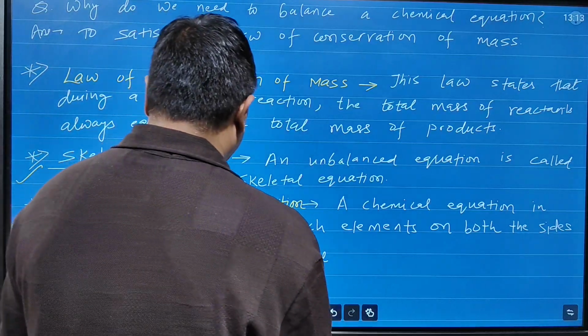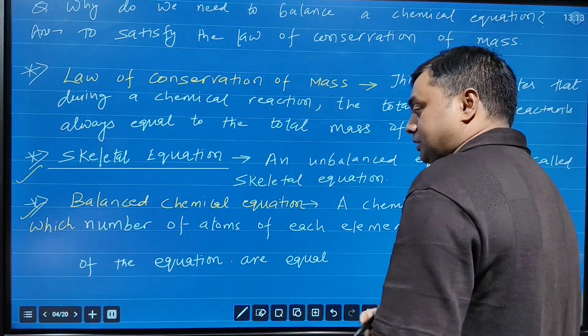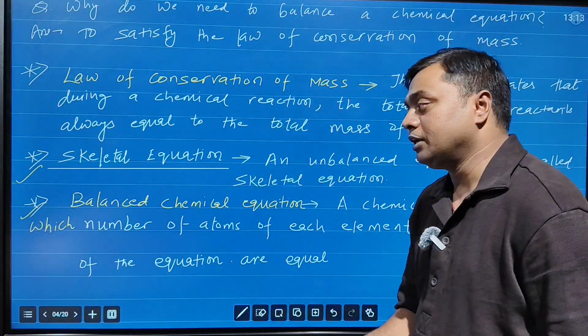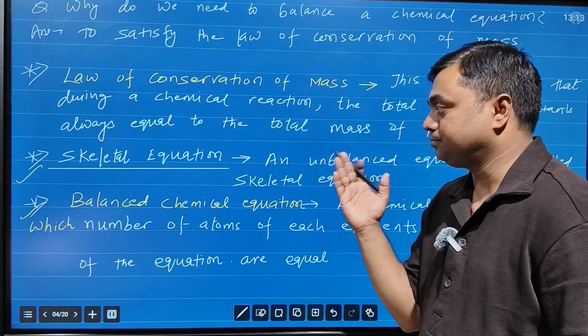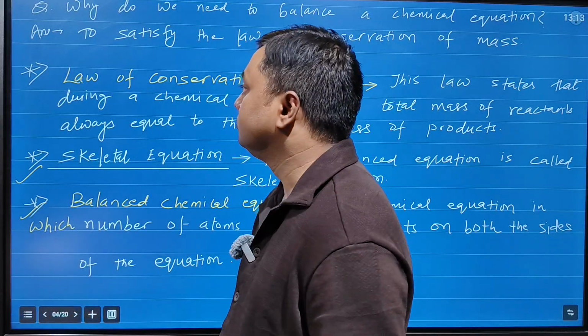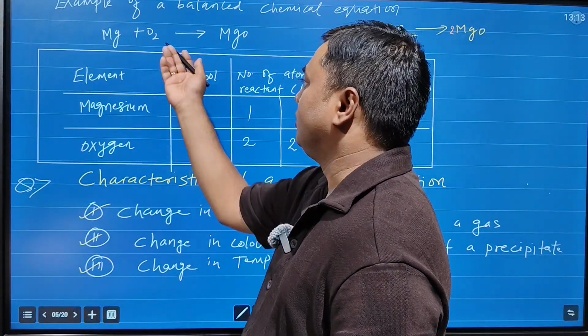A chemical reaction in which the number of atoms of each element on both sides of the equation is equal is called a balanced chemical equation. You can make a note of this definition if you want. Okay, let's take one example.